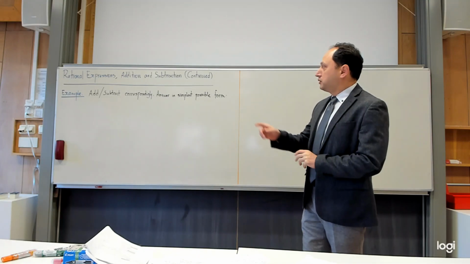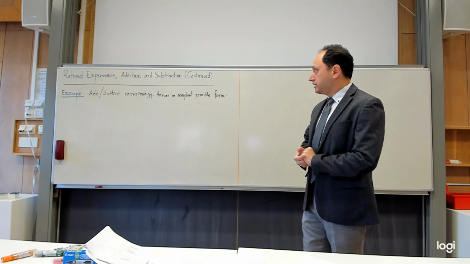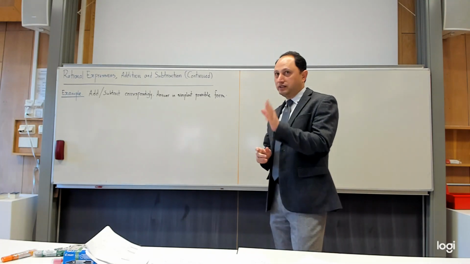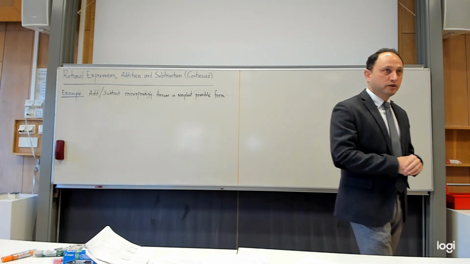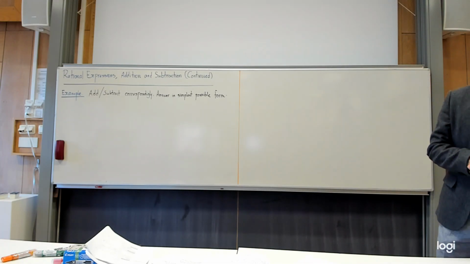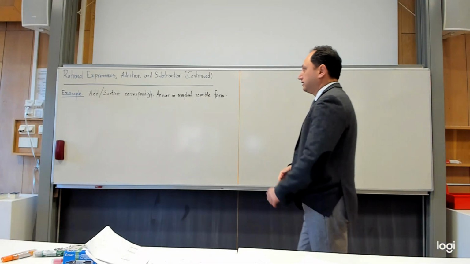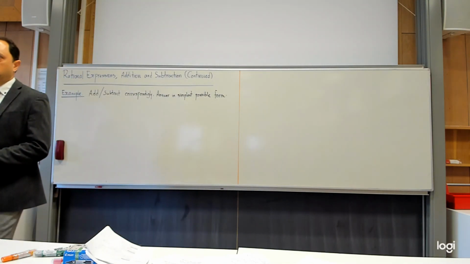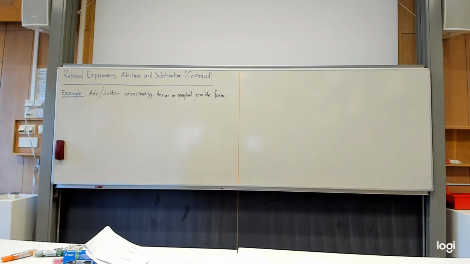So if you remember, we were talking about rational expressions. We learned how to multiply them, divide them. First we learned how to simplify one rational expression, and then we learned how to multiply and divide them. And I started the lesson how to add them and subtract them. But I just gave you very simple examples in which the denominators were only numbers.